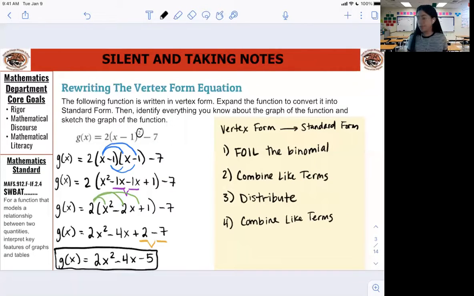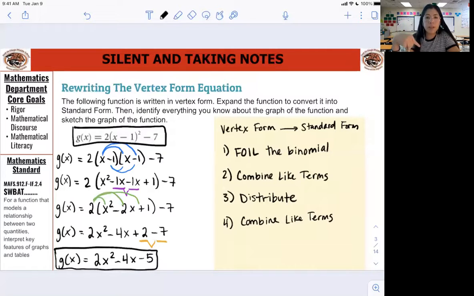No questions? All right. Cool. Well, now let's talk about why we did what we just did. Like, why would I want to do this? So I started with vertex form. What does vertex form tell me? The vertex, right?